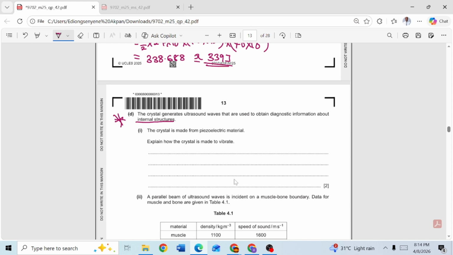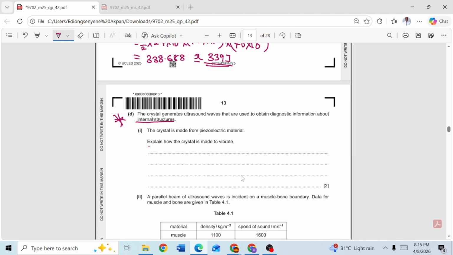So mistake number 4. Students sometimes feel that questions should be asked based on a particular topic. In one question, 3 topics can be combined. So as you are preparing, make sure you open your mind. Why are they bringing this crystal generating ultrasound? Because it also undergoes vibration. Now, they ask, explain how the crystal is made to vibrate. Can you see vibration is basically oscillation? It's important for you to know.